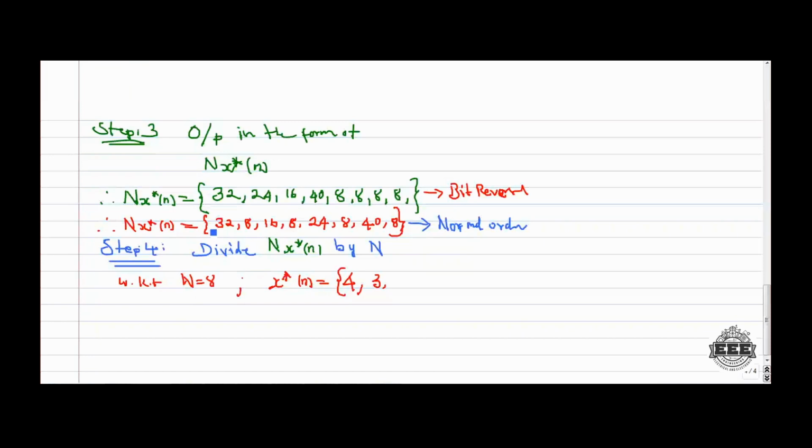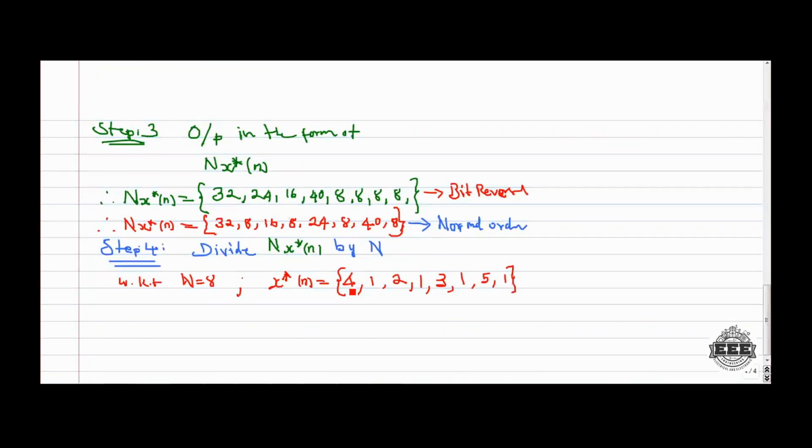28, 4, 28 minus 12. Okay, this is in normal order. For this normal order, if we divide the sequence by 8, we get 32 divided by 8 is 4, then 8 divided by 8 is 1, comma 16 divided by 8 is 2, comma 8 divided by 8 is 1, comma 24 divided by 8 is 3, comma 8 divided by 8 is 1, comma 40 divided by 8 we get 5, comma 8 divided by 8 we get 1.